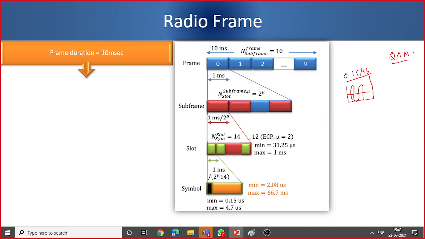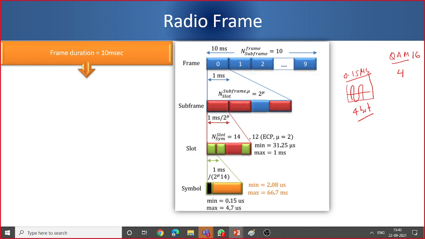So suppose it is QAM 16, that means the symbol will carry 4 bits. So in 0.15 millisecond, that is the symbol duration, one subcarrier modulated with QAM 16 will have 4 bits. That is the basic understanding, right?